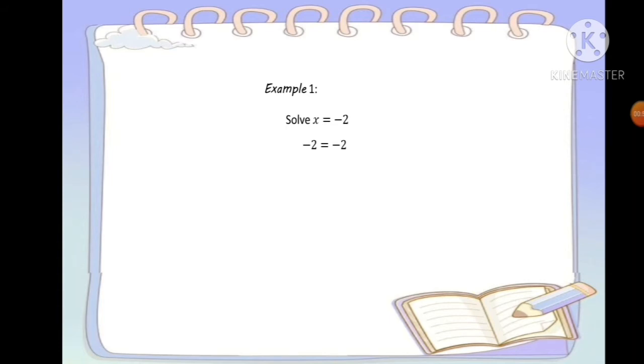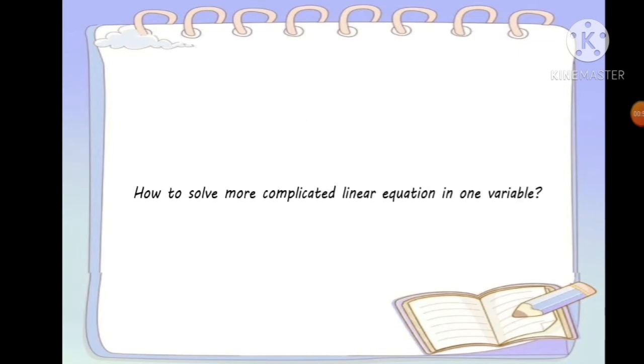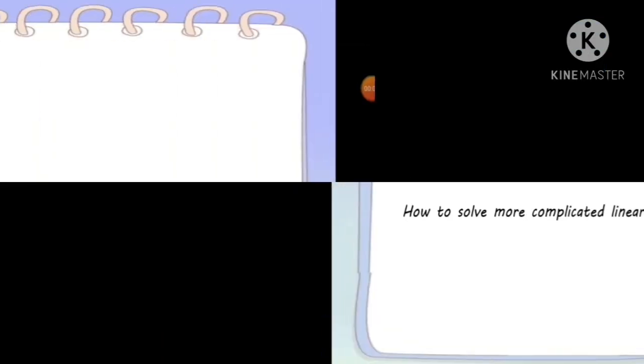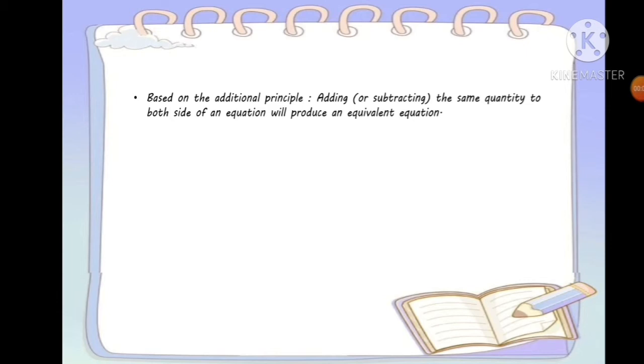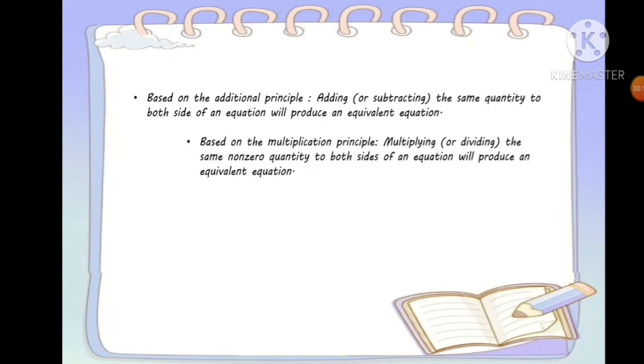And then, how do we solve a more complicated linear equation in one variable? Based on the addition principle, adding or subtracting the same quantity to both sides of an equation will produce an equivalent equation. And based on the multiplication principle, multiplying or dividing both sides by the same non-zero quantity will produce an equivalent equation.